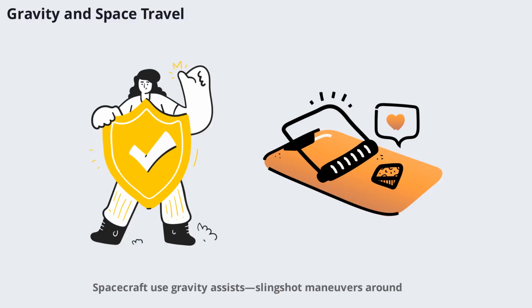Spacecraft use gravity assists, slingshot maneuvers around planets, to gain speed and reach distant destinations. By mastering gravity, we can explore the Moon, Mars, and beyond. Every mission, from launching satellites to landing on other worlds, depends on the principles of gravitation.